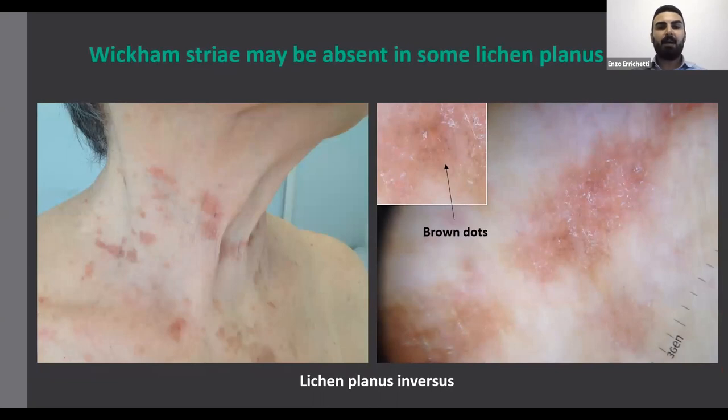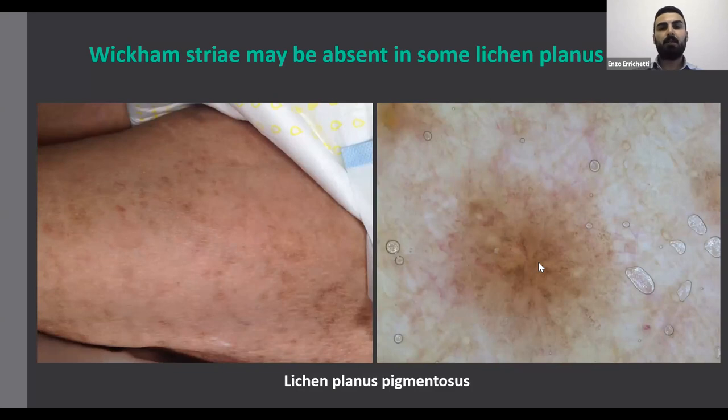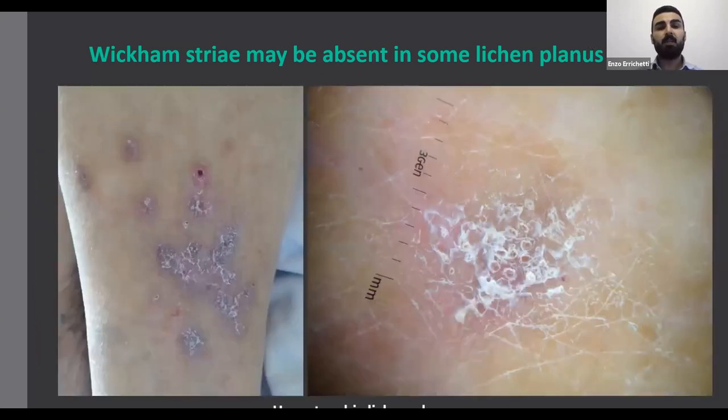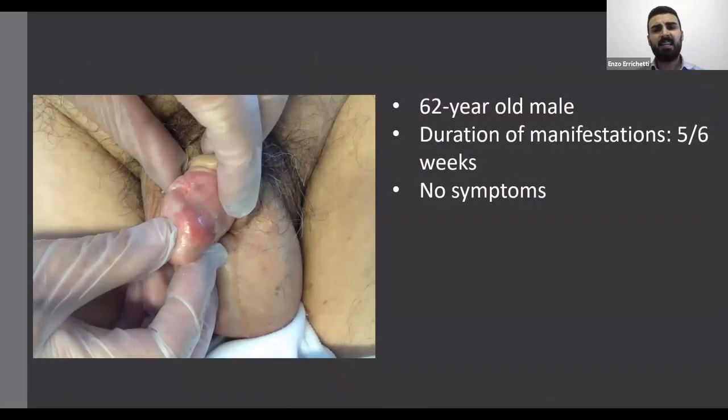Lichen planus may lack the Wickham stria in some subtypes. For example, in lichen planus inversus, we usually do not see the Wickham stria. We have some peppering, some brown dots on a reddish background. Also lichen planus pigmentosus does not show Wickham stria. We just have this brownish peppering. And most importantly, even in hypertrophic lichen planus, we do not see Wickham stria because here we have very pronounced hyperkeratosis, which covers the underlying hypergranulosis and so Wickham stria. In this condition, the main clue is the presence of follicular plaques corresponding to follicular hyperkeratosis on histology.